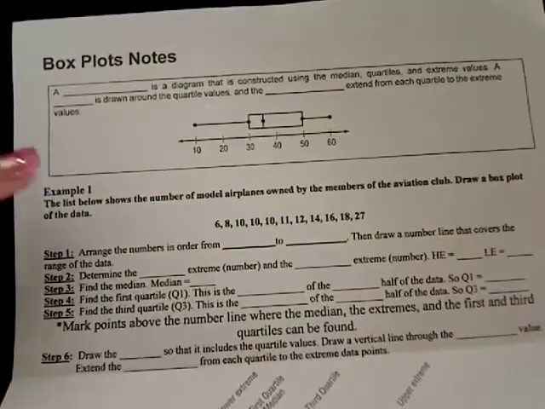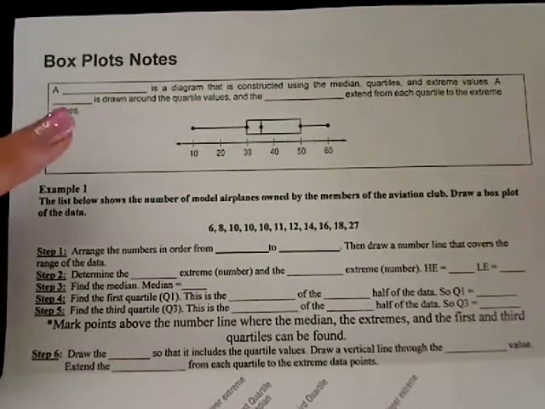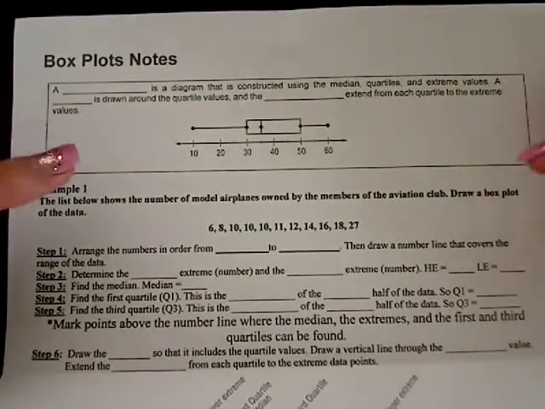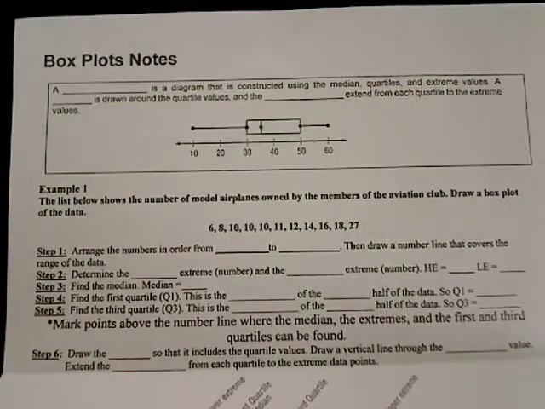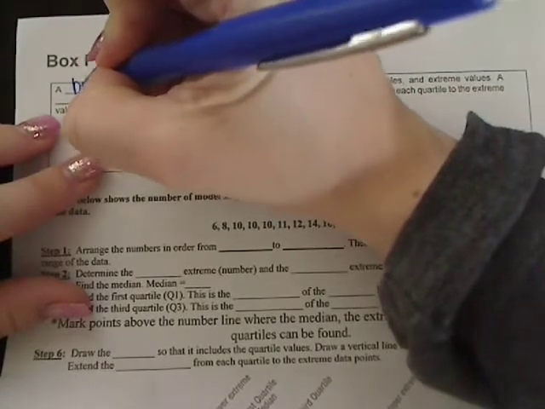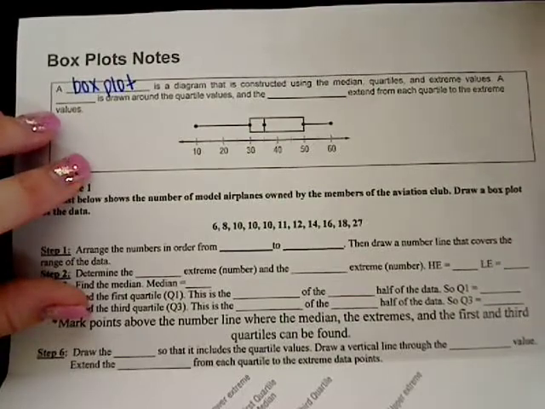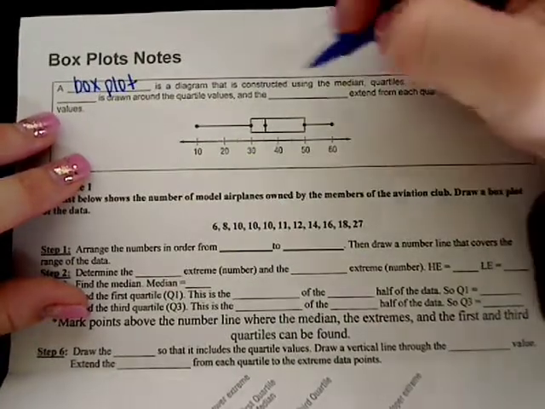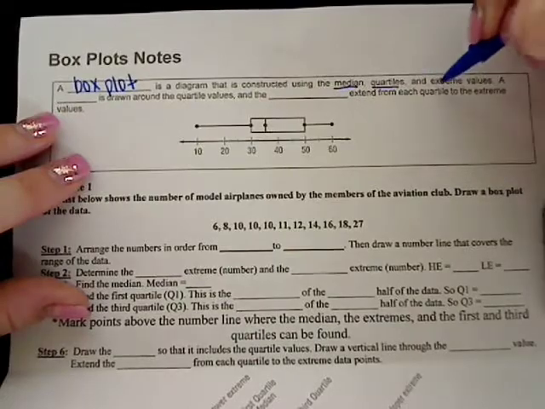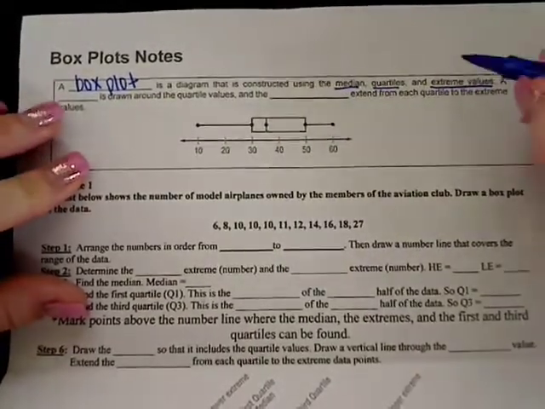So you'll notice when you're graphing box plots, there's going to be some familiar terms that we were dealing with, quartile and interquartile range. We're going to be using all that data that we learned how to find yesterday in order to graph. Okay, so box plots. A box plot is a diagram that is constructed using the median, quartiles, and extreme values. So that's your highest and lowest numbers.